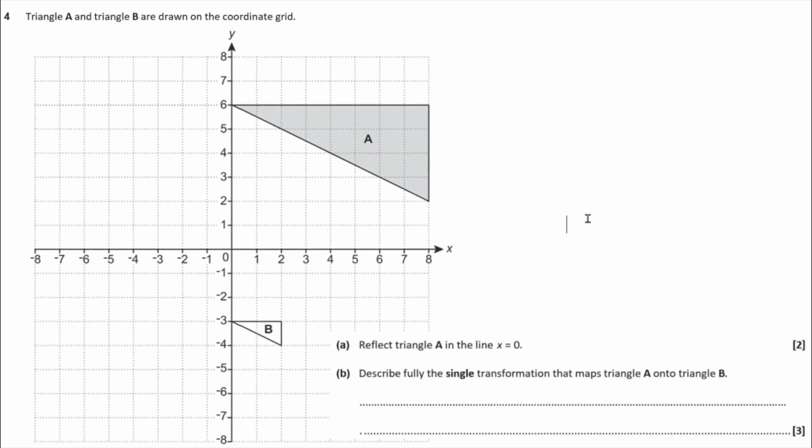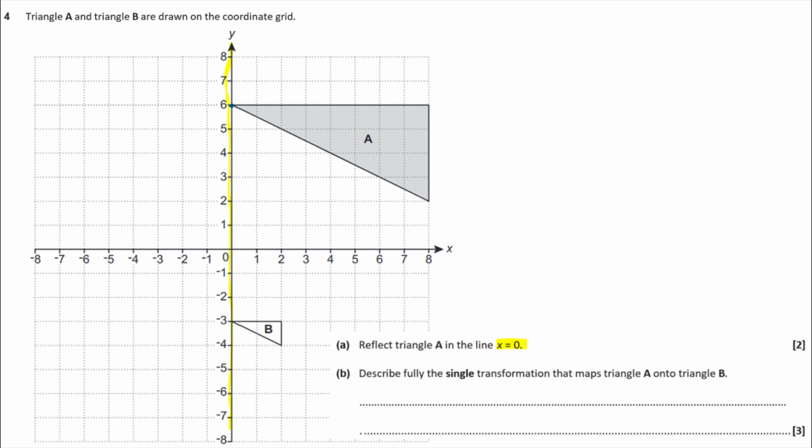Question 4. Triangle A and triangle B are drawn on a coordinate grid. Part A says reflect triangle A in the line x is 0. Just take care here, x equals 0 is not the x-axis, is it? X equals 0 is actually the y-axis. This line here, that's our mirror line. This point on the tip of triangle A is already on the mirror line, so it's 0 squares away, so it's going to stay invariant. It's not going to move.